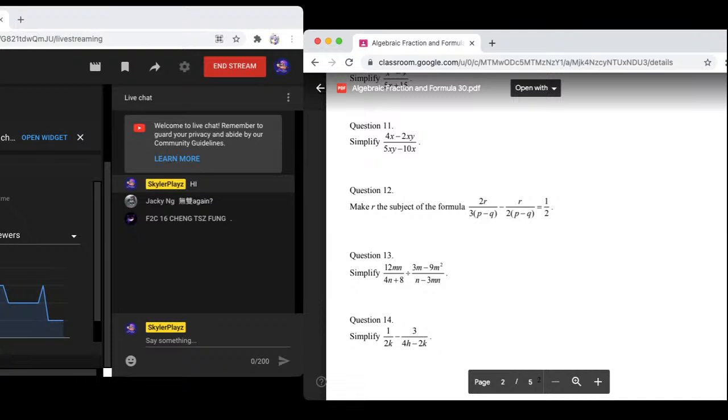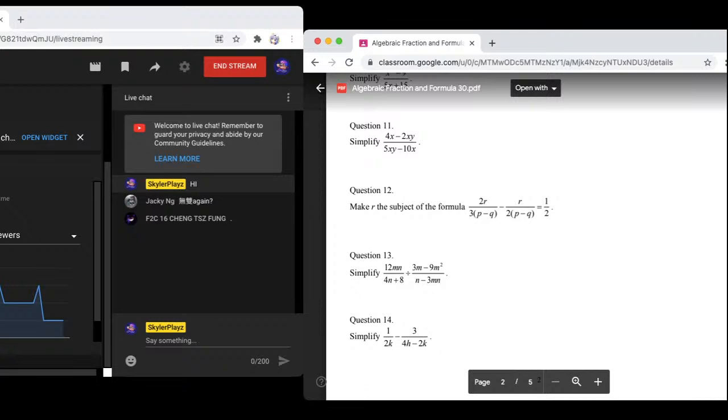Okay, 32 question. Wow, quite a complicated question for changing the subject. Equals 1 over 2. And make r the subject of formula. So factor out the r, and then we have 2 over 3p minus q minus 1 over 2p minus q. All of them equal 1 over 2.